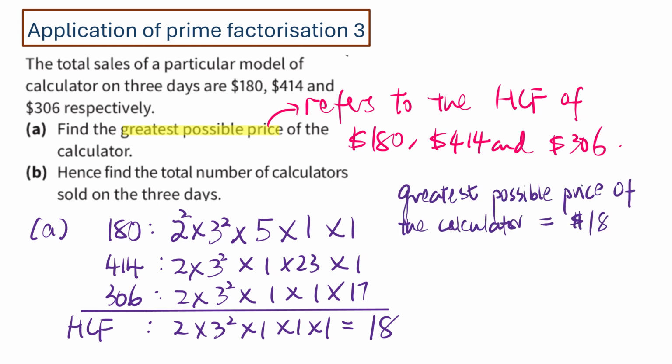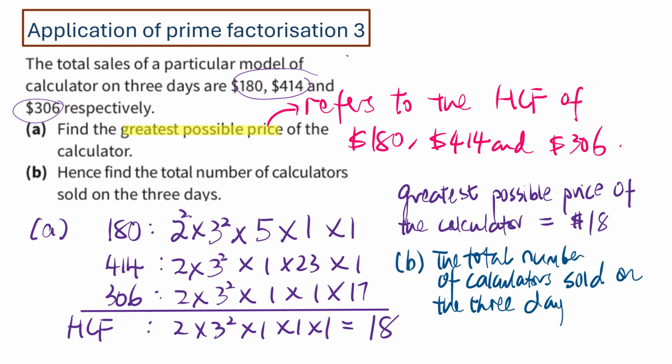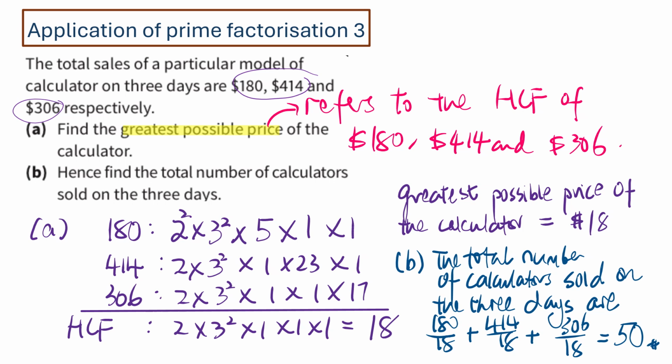That's for part A. And for part B, how do we find the total number of calculators? Yes, we take the total sales, that's 180 divided by 18, plus 414 divided by 18, plus 306 divided by 18. Or you can simply add up all these total sales for the 3 days and divide by 18. You will still get the same answer, and that is 50 calculators.